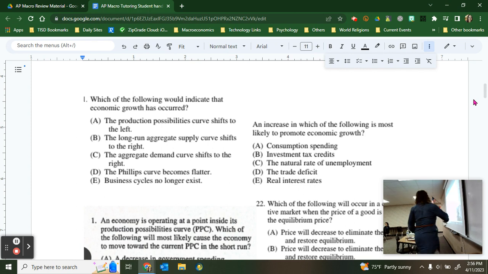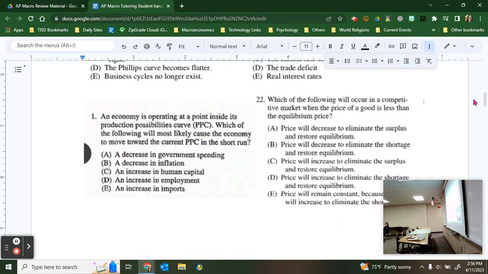Okay. Any questions on this one? Probably this entire unit boils down to this question. Consumer spending and change in GDP does not equal economic growth. Does not equal economic growth. Okay.